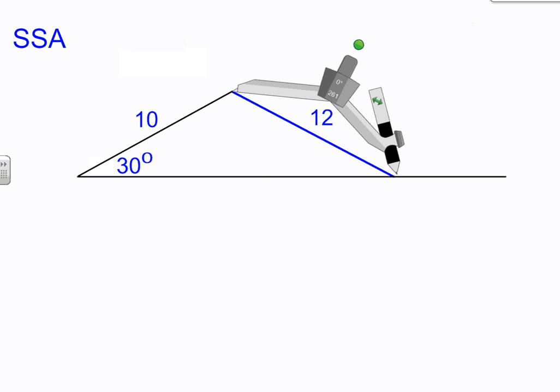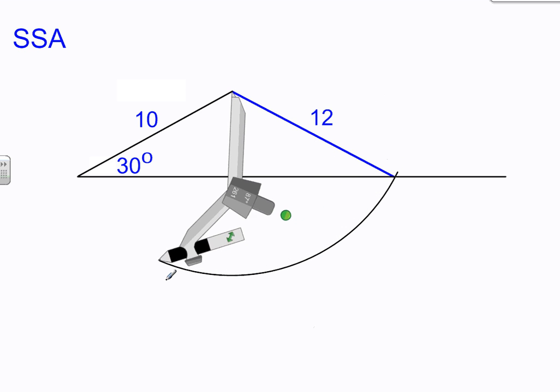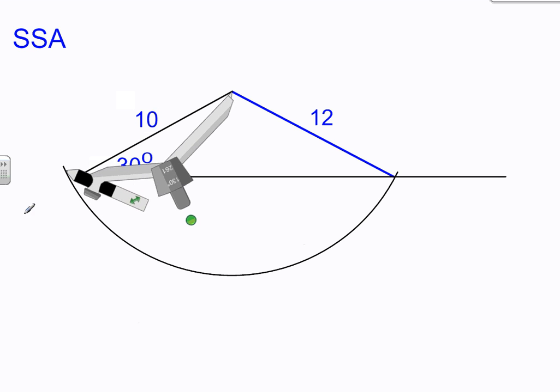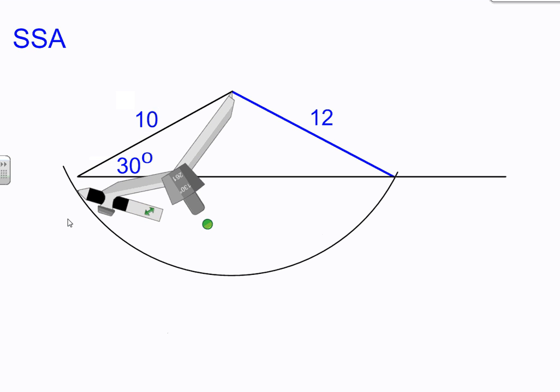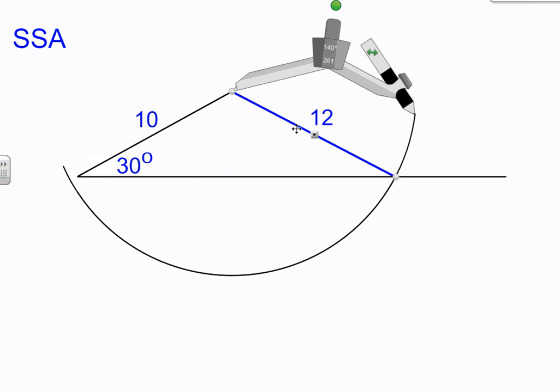Here's another situation. What if this side is 12, that side's 10, and the angle is still 30 degrees? Well, if I rotate this side around or draw the other place where it would hit that line, it wouldn't hit that line on that side. It would never hit the line. And if I try to rotate this side around, it would land outside. It would mess up the 30-degree angle. So I can only form one triangle with this information, 12, 10, and 30 degrees.